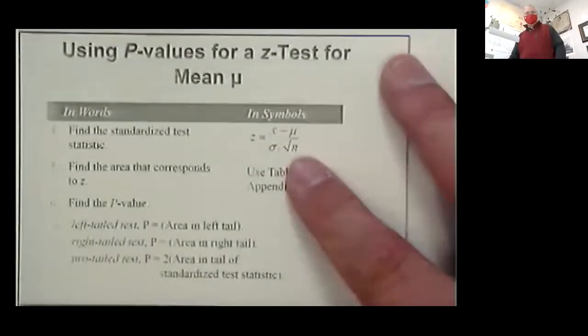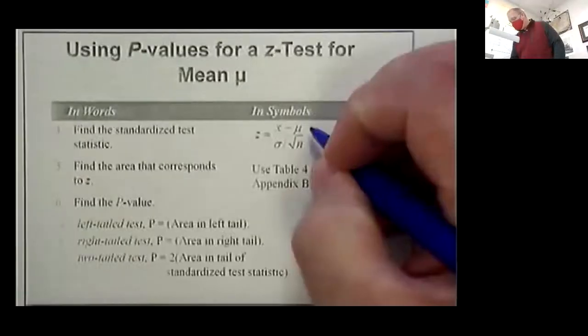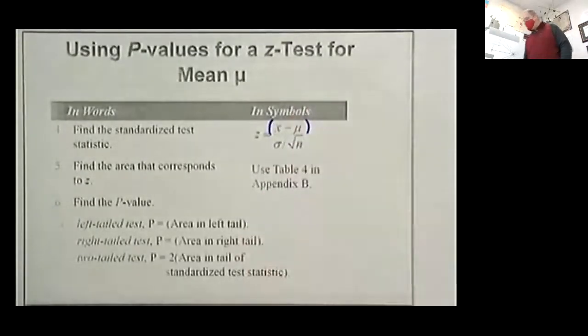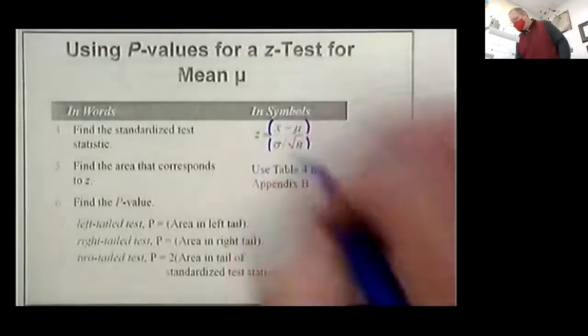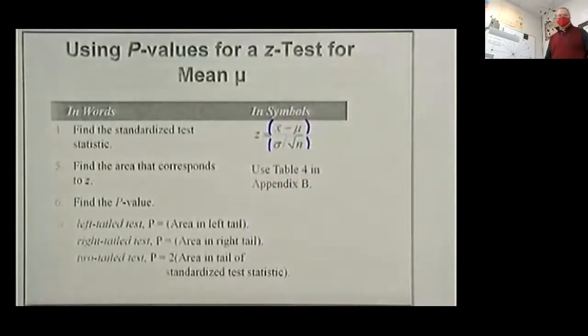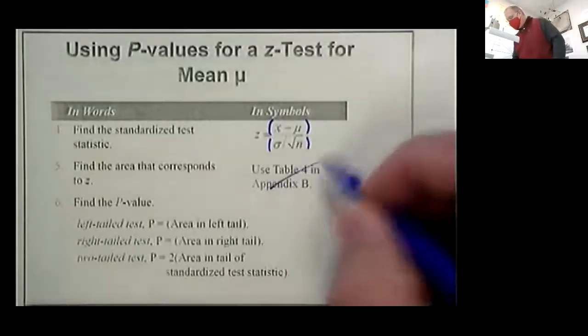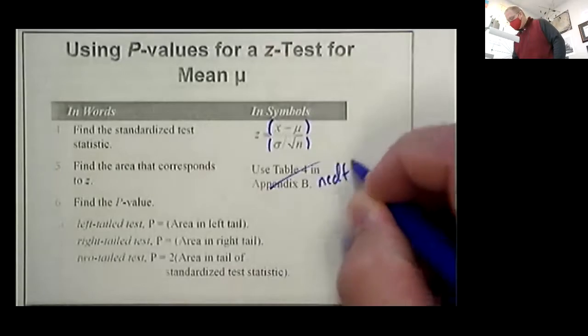Part four, then we want to find the standardized test statistic. Again, I'm going to encourage you to use parentheses: x bar minus mu over sigma divided by square root of n. Again, put those in parentheses to make sure we don't mess up order of operations. Find the area that corresponds to z. So for that, we're going to use the normal cumulative distribution function.